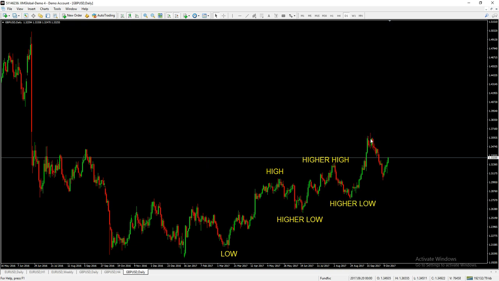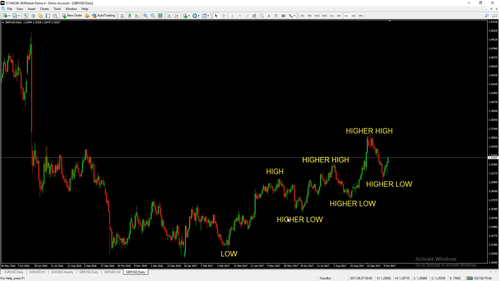This over here is considered a new high, so is it higher than the previous high? Yes, it is. So that's considered a higher high. Is this retracement here considered a low, and is it higher than the previous low? Yes, so it's a higher low.